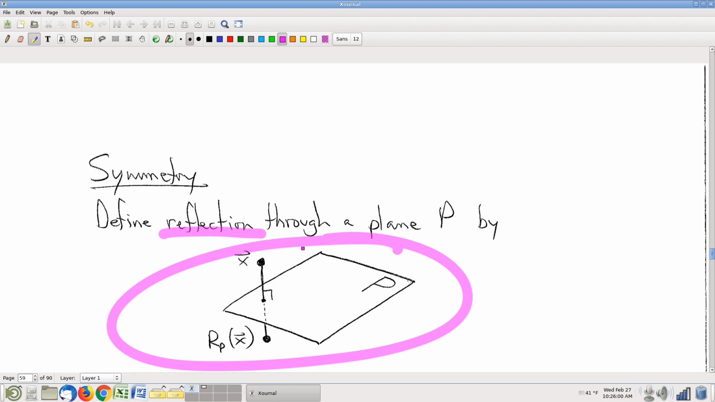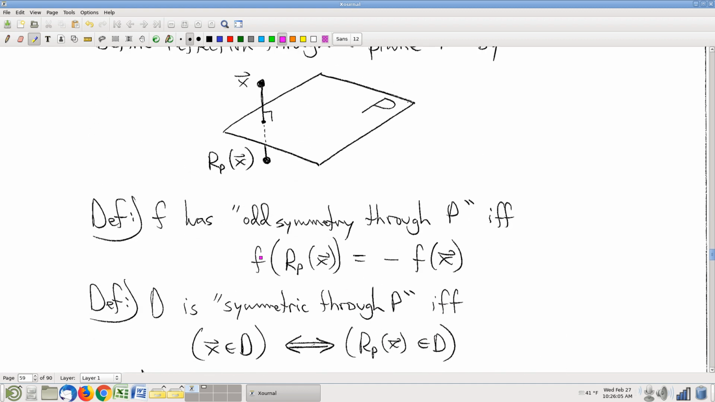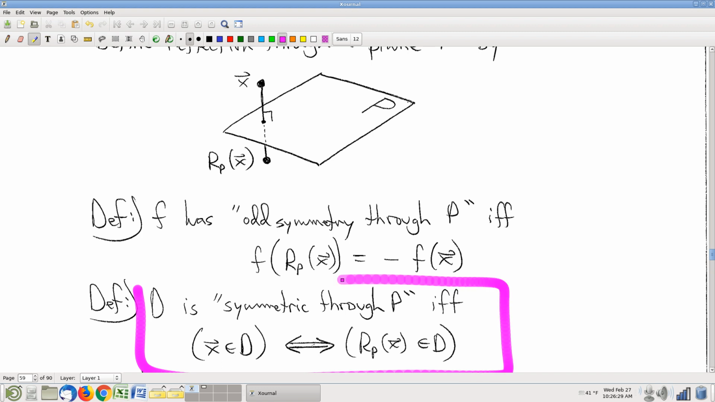Certainly more familiar. With that notion of reflection, we can define what it means for a function to have odd symmetry through a certain plane. Well, it means that when you take a point and reflect the point, you get a minus sign in the value of the function. That's the same idea we had with double integrals: the notion of odd symmetry of a function of two variables. Same idea. Likewise, what does it mean for a three-dimensional region to be symmetric through a plane?